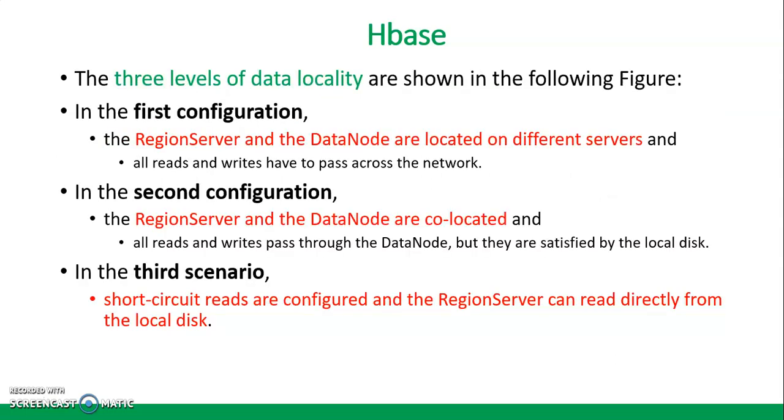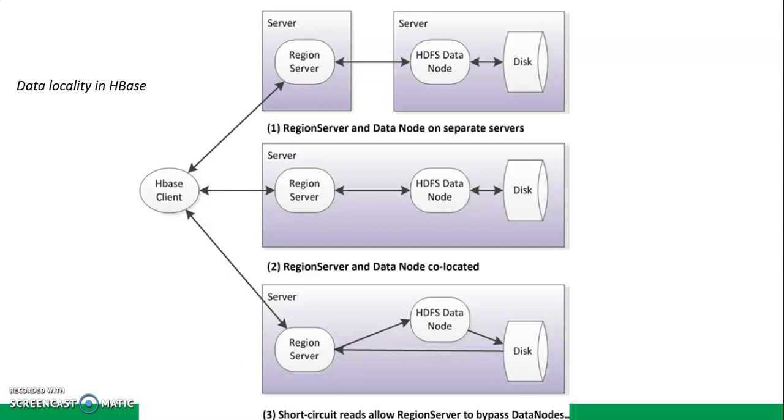The three levels of data locality. In the first configuration, the region server and the data node are located on different servers, and all reads and writes have to pass across the network. In the second configuration, the region server and the data node are co-located, and all reads and writes pass through the data node, but they are satisfied by the local disk. In the third scenario, short circuit reads are configured and the region server can read directly from the local disk. This scenario, data locality in HBase, is described in the figure shown here.